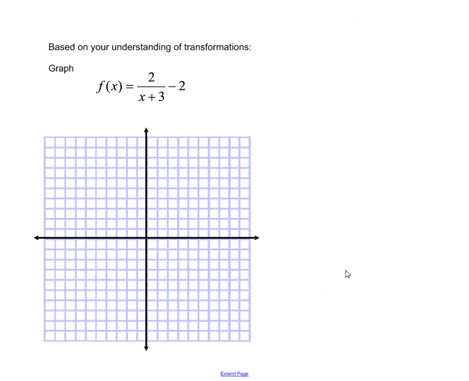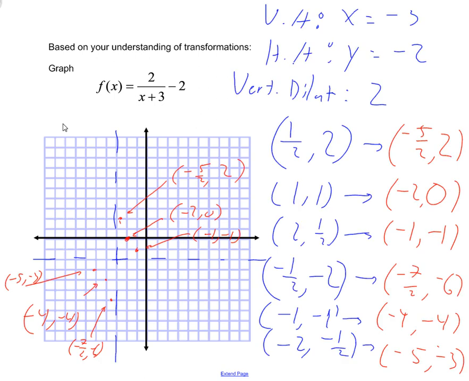Try this one out. Pause the video, give it a shot. Okay, dilations often make this trickier, so just take your time with it. We have our translations give us a new vertical asymptote of x equals negative 3, which is this vertical line right here. We have a horizontal asymptote of y equals negative 2, which is this horizontal dashed line right here. Put your asymptotes in first.